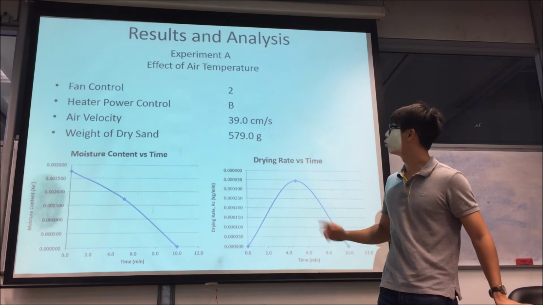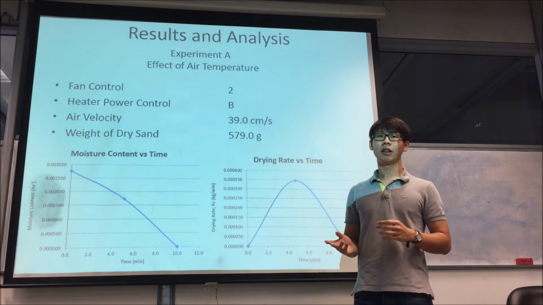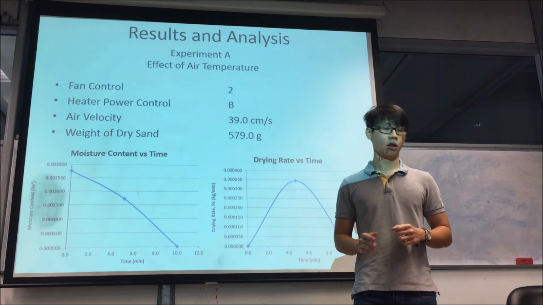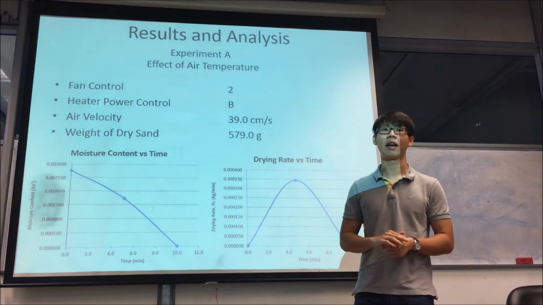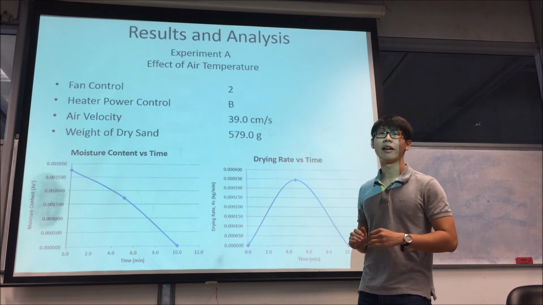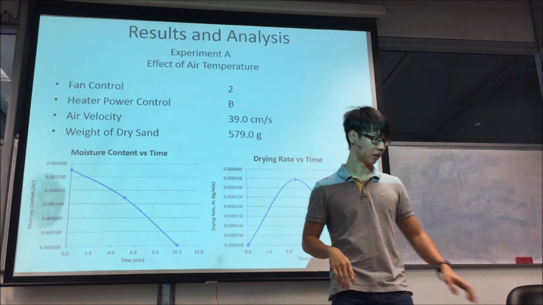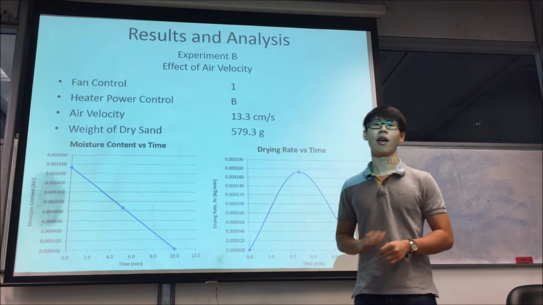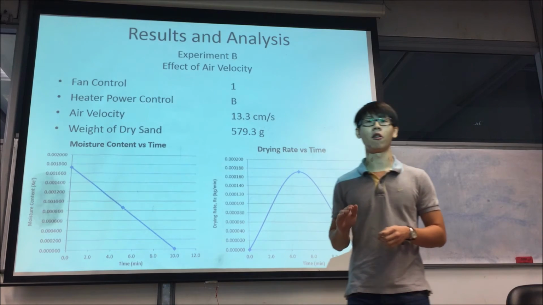By comparing these two experiments, we can conclude that the time taken for the heater power of B is actually much shorter compared to heater power of A, and the drying rate is much higher in the heater power of B than the heater power of A. Follow on the experiment on the effect of air velocity, which is remaining constant of the heater power of B.